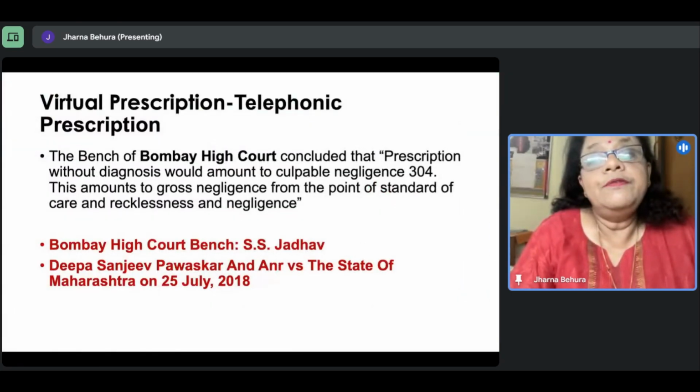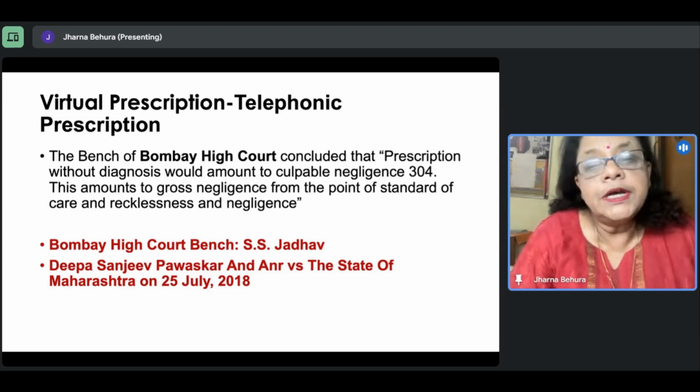Virtual prescription or telephonic prescription. The bench of Bombay High Court concluded that prescription without diagnosis or without any prescription would amount to culpable negligence 304. This amounts to gross negligence from the point of standard of care and recklessness and negligence. This is a case of Deepa Sanjeev Pavaskar versus the state of Maharashtra.